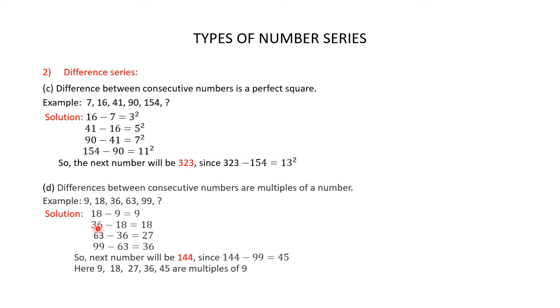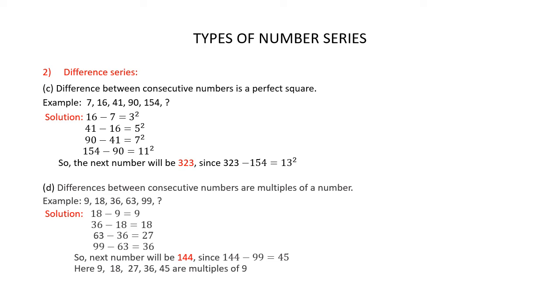18 minus 9 is 9. 36 minus 18 is 18. 63 minus 36 is 27. 99 minus 63 is 36. Now observe all these differences. You'll notice that these numbers are multiples of 9. 9, 18, 27, 36. So the next multiple will be 45.